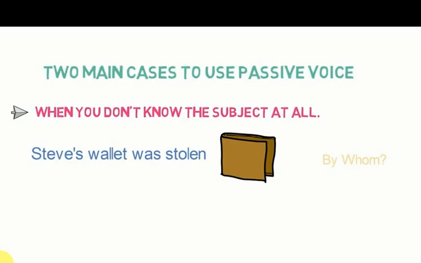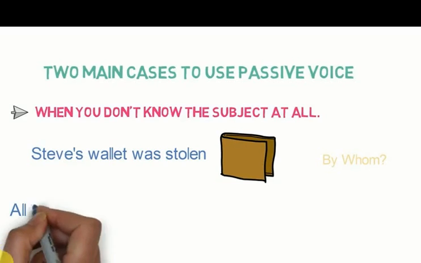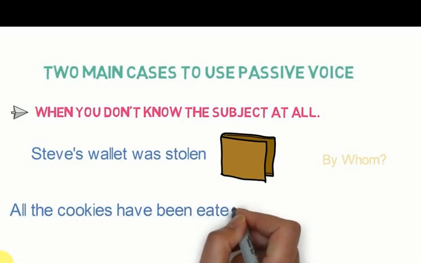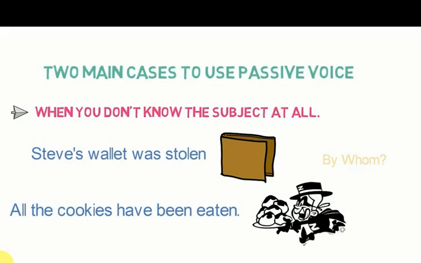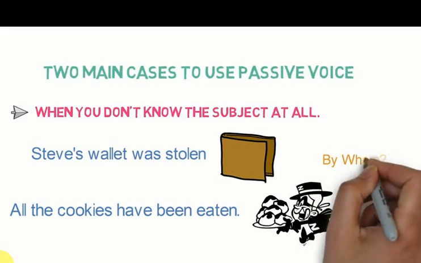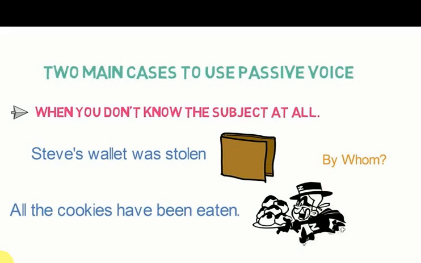Now we shall discuss another example. All the cookies have been eaten. Here also we are not aware of the subject. Who has eaten all the cookies? We don't know. So here we use passive voice. Okay. Now we can see the next case when we can use the passive voice.